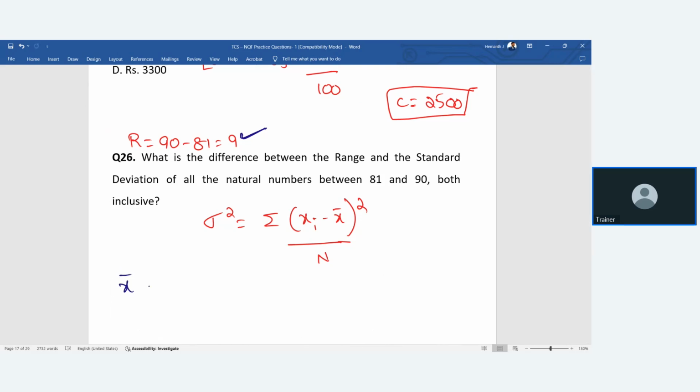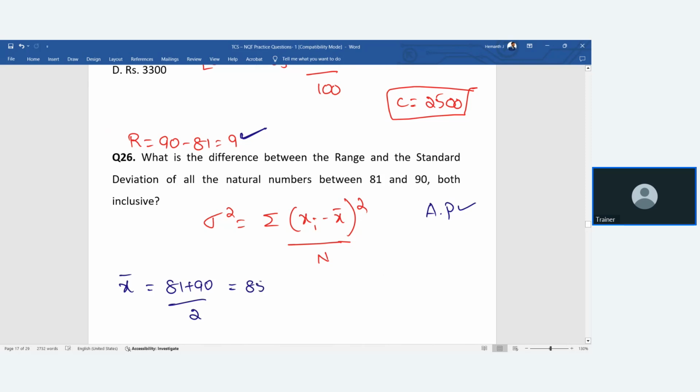How to calculate mean or average: as these terms are in AP, arithmetic progression, it's easy for you. First term plus last term divided by 2 is the mean. They said both numbers are included, so first number plus last number divided by 2. So you got 85.5 as the mean.